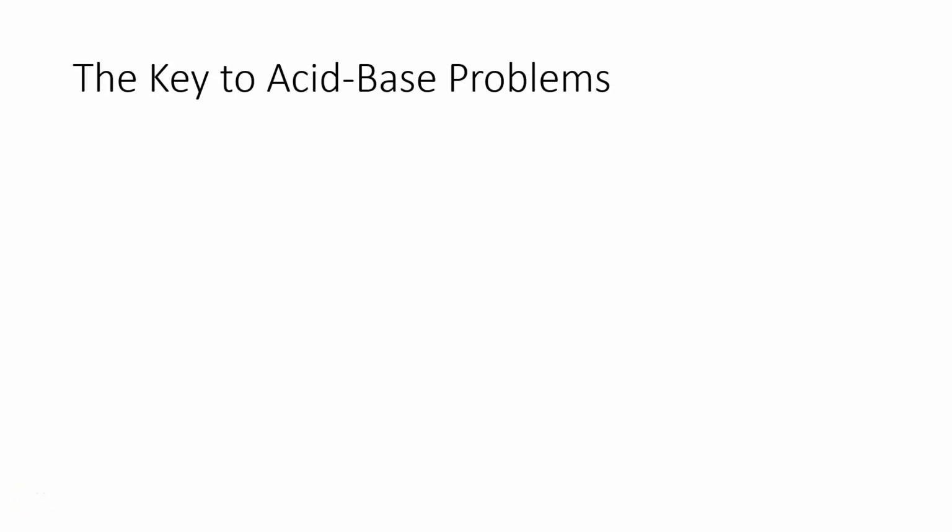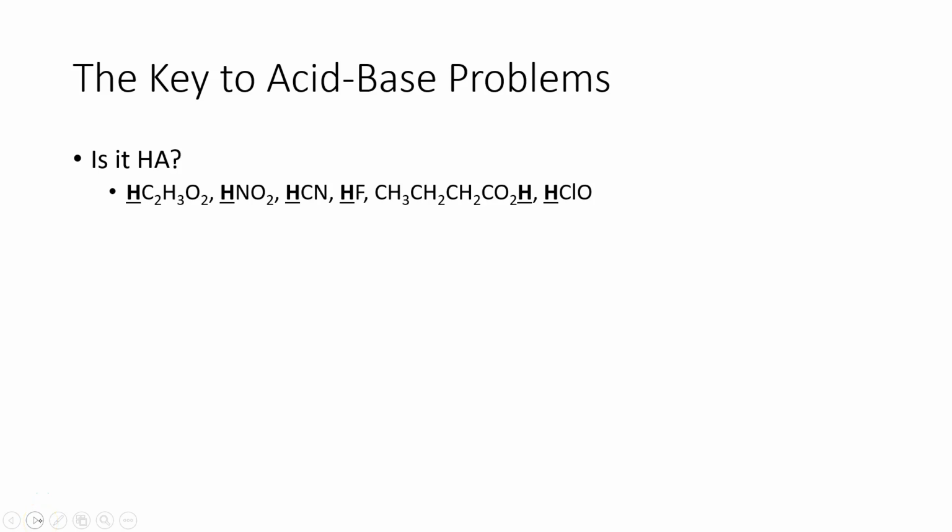Hi everyone, we're going to do some examples with acids and bases in this video, but the key to solving these problems is recognizing the solute. Is the solute HA? If it's HA, then it's a weak acid problem and you would use Ka. Here's some example solutes that you would think of as HA: acetic, nitrous, hydrogen cyanide, HF. I think this is butanoic acid or hypochlorous acid. All of these solutes are weak acids and you would use a Ka to solve this problem.